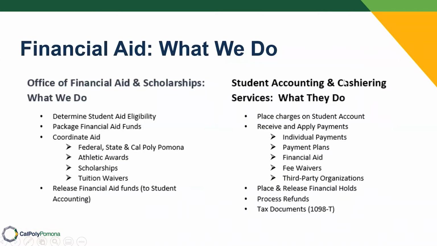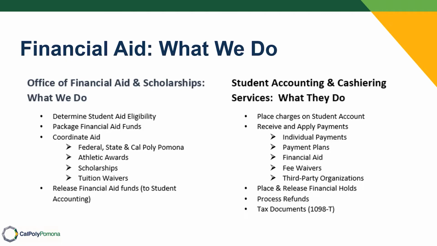Our office handles your financial aid, obviously, but more so, we're responsible for determining your eligibility, for posting your offers within your financial aid package, and we coordinate your financial aid between the federal, state, and institutional aid, any athletic scholarships, other scholarships, tuition waivers, and we release the funds. When we release your funds, we release them to the student accounting office.